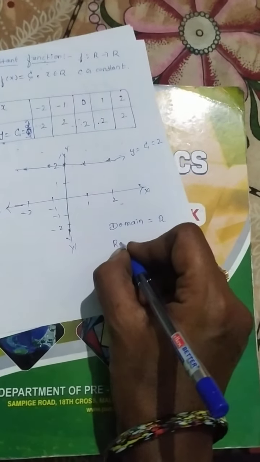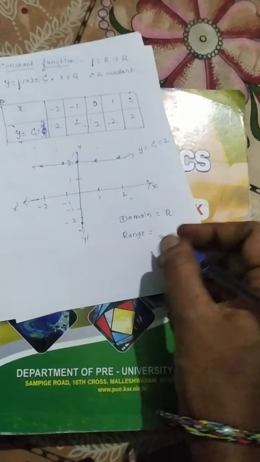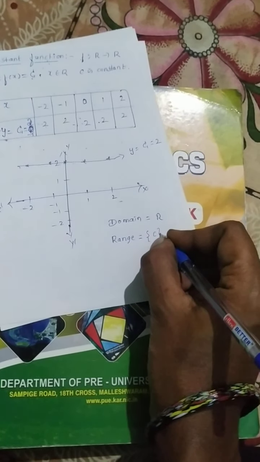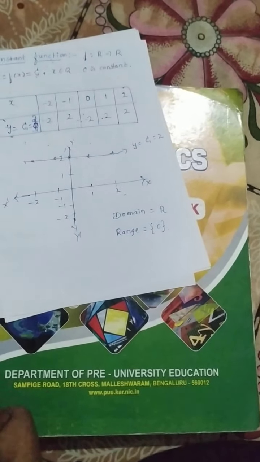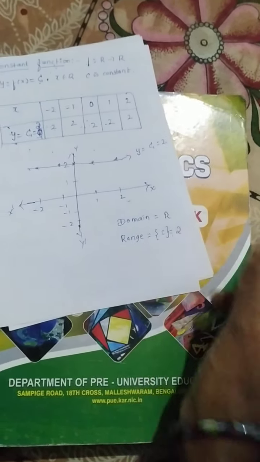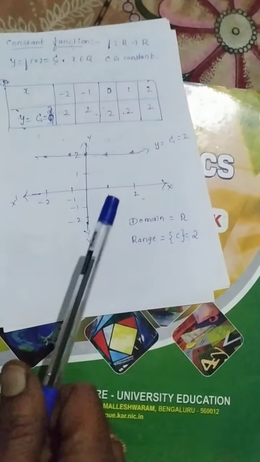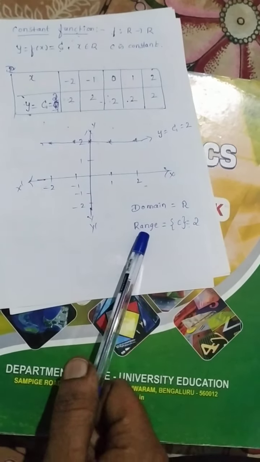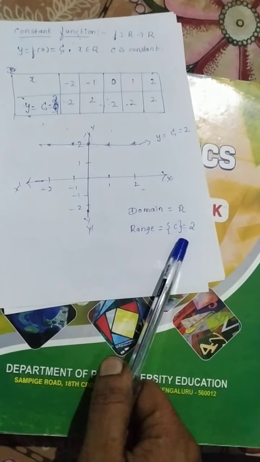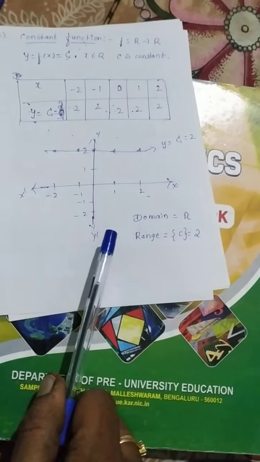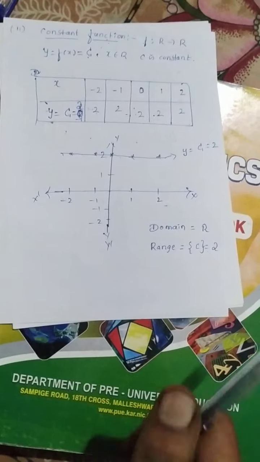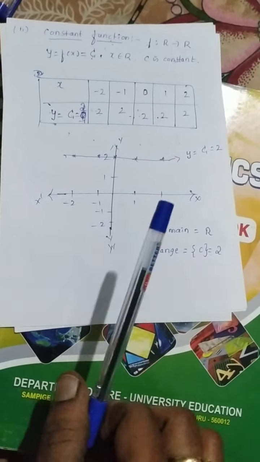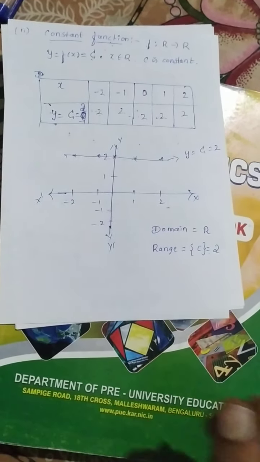Range is nothing but what? Range depends on the function values, that is y. So this range depends on the constant, that is c. Is it clear? And you can write that the constant value is 2. So domain is nothing but x values, range is nothing but y values. Okay, so this is about the constant function. The remaining 4 functions we'll do in the next class. Hope you guys understood the function, the identity function and the constant function. Okay, thank you guys.